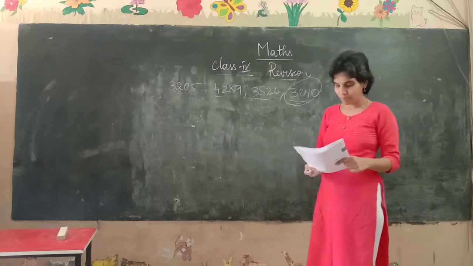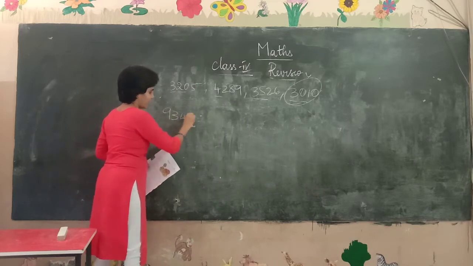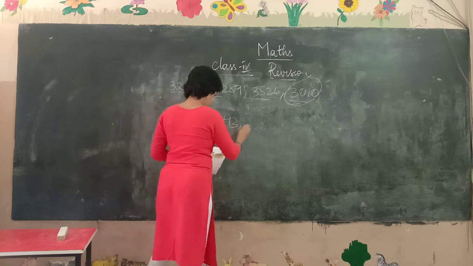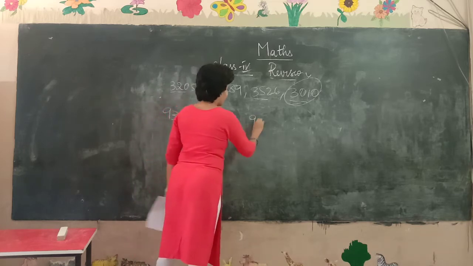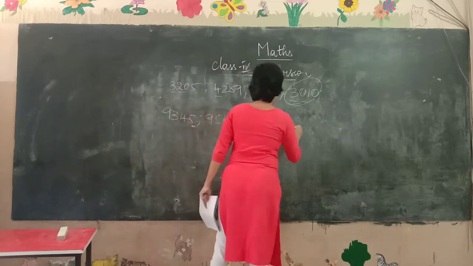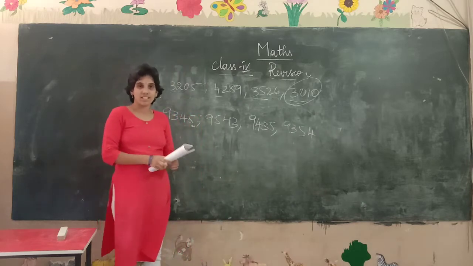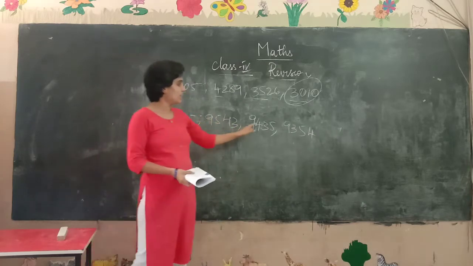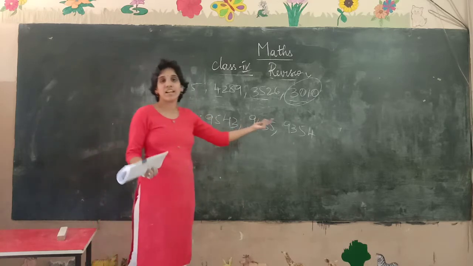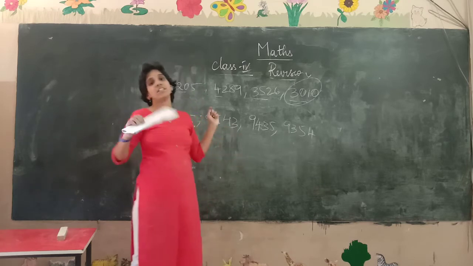Okay children, one more I'll tell you. 9345, 9543, 9435, and 9354. So you see this problem children, this is also a 4-digit number. In all of them you have 9s in the thousands place. All 4 numbers have 9s. Which is the smallest? We don't know because every number has 9.